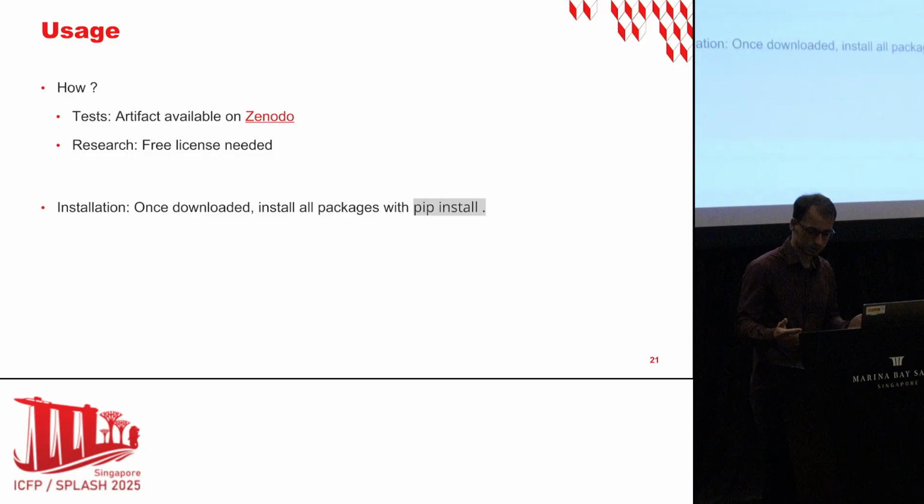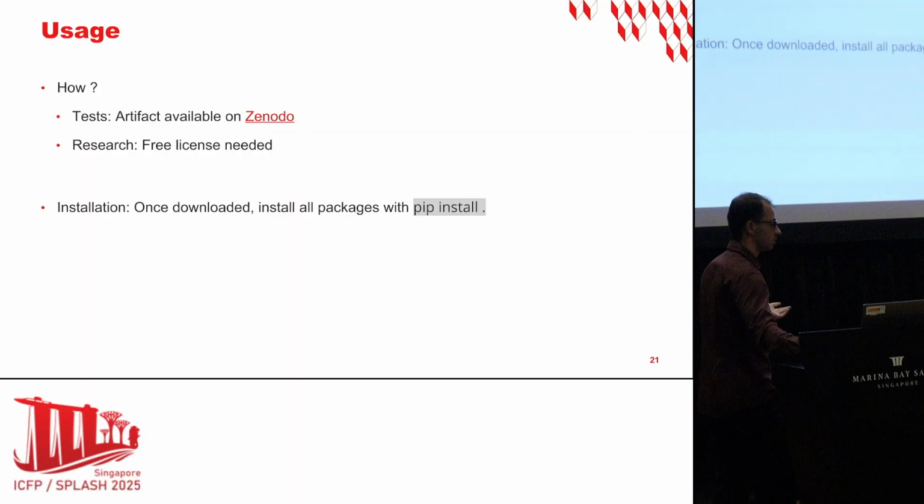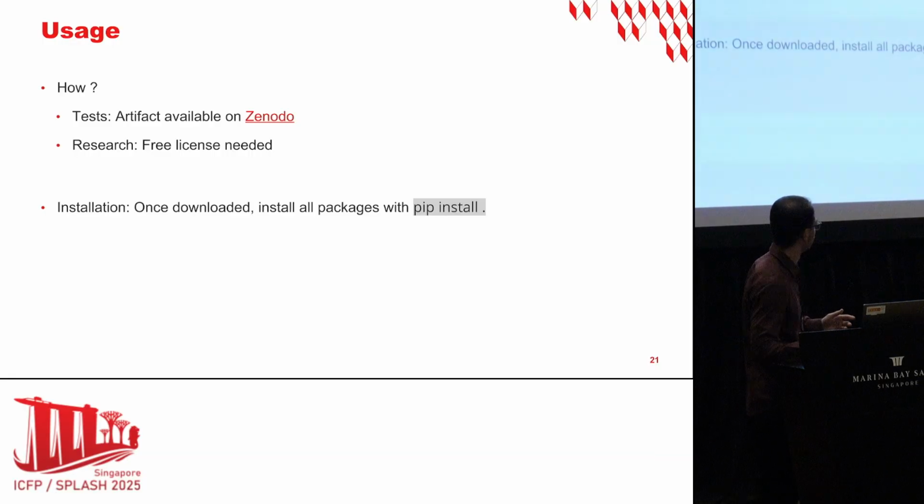Now that I have presented you with all that is done in PyRAT, how can you test and evaluate PyRAT? There is an artifact available on Zenodo. And for research purposes, you can contact us and we'll provide you with a free license, because due to politics at CEA, our code is closed source. But once you have your license, the installation is really easy. You just get all your packages with pip install and you are ready to go.